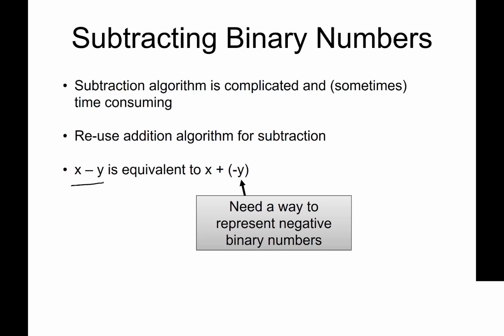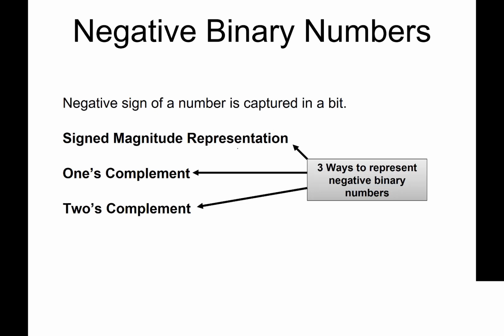that we have x minus y. We can represent this as if we say x minus y is equal to x plus negative y. That's going to be the same thing. So then we can use the addition algorithm, but we need to have a way to represent this negative number as a binary. So there's three main ways that negative numbers are represented as binary numbers.